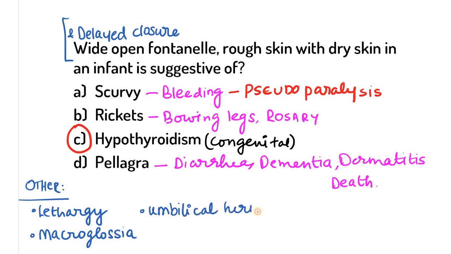Umbilical hernia. What is the other feature? It is prolonged neonatal jaundice. I told you that normal neonatal jaundice can last for a maximum of 14 days. Here it will be prolonged to more than 14 days.